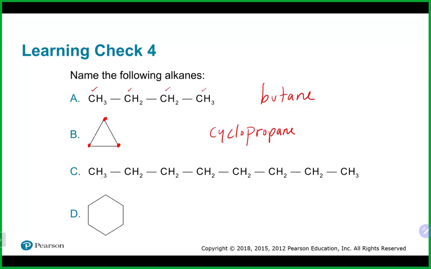And just counting carbons, 1, 2, 3, 4, 5, 6, 7, and 8. So that again is going to be octane in this case, all single bonded. And lastly here, we got 1, 2, 3, 4, 5, and 6 carbons. So 6 carbons is based off of hexane, hexa for 6, right? And again, it is not a straight chain of 6, but it is a ring type of structure. So a little cyclo in front of that, and we got a cyclohexane. Any questions on any of those names there?